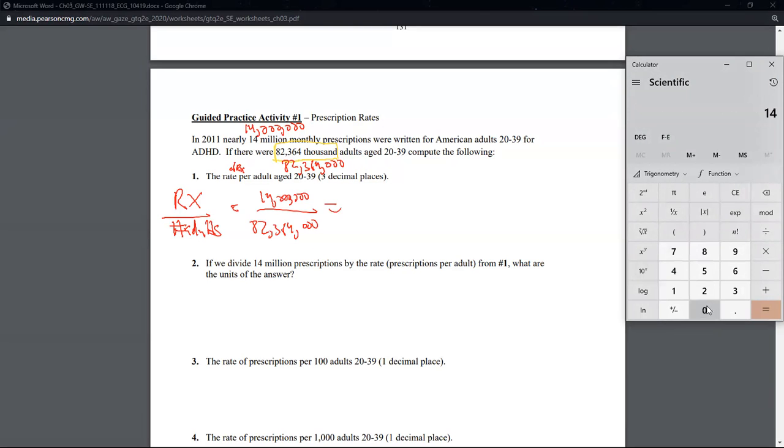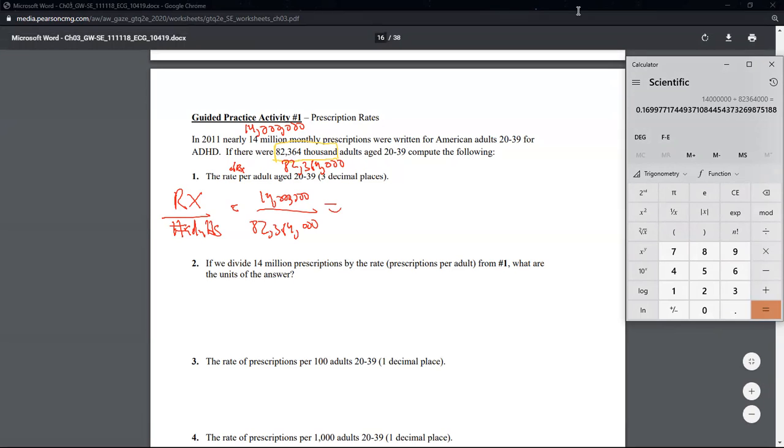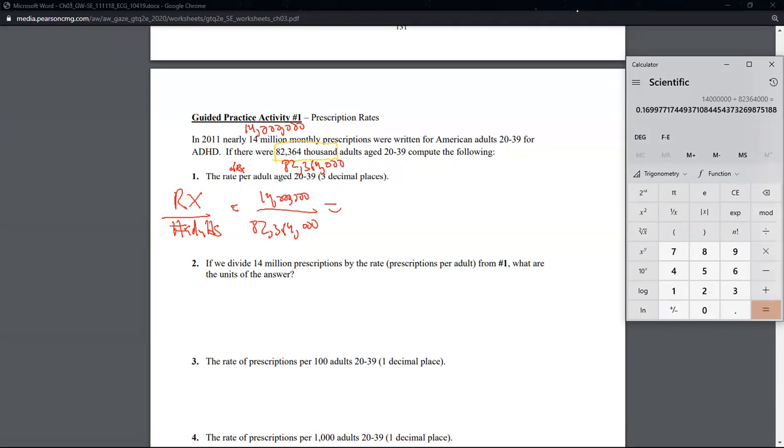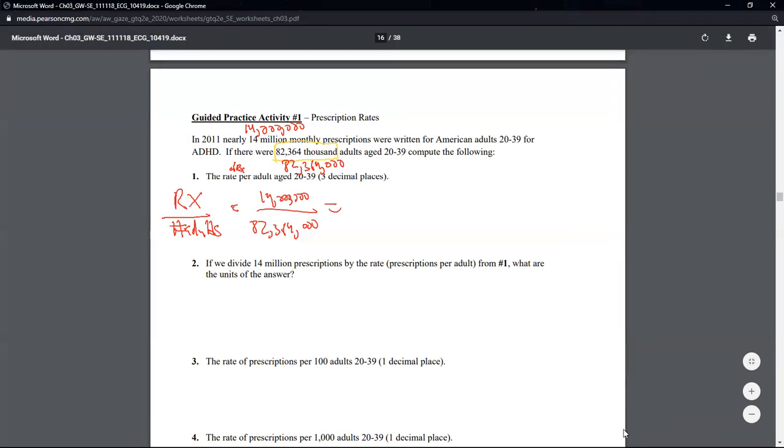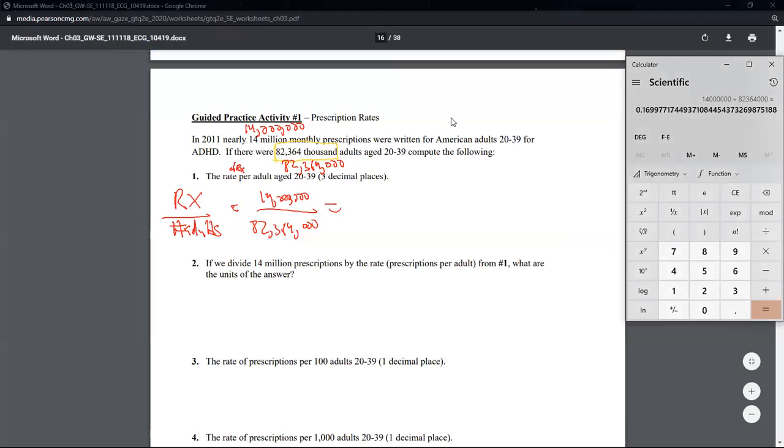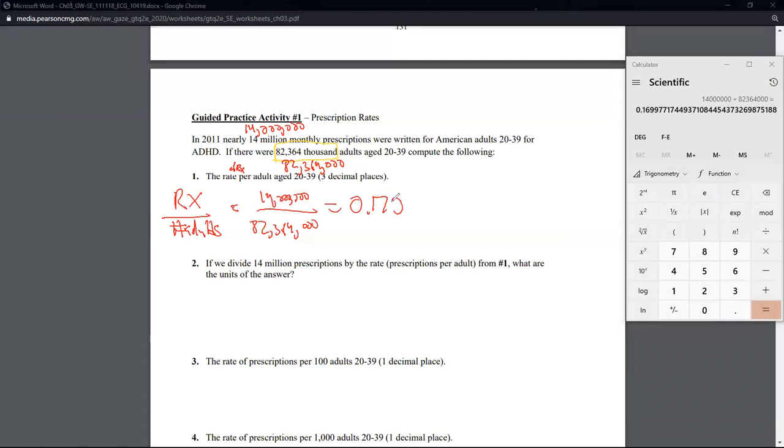we do 14 million divided by 82364. Everything look good? Yes. We get 0.1699, blah, blah, blah. They say to round this to 3 decimal places. 0.169, that second 9 tells us to round up, which tells this 9 to go to a 10, which says this 6 goes to a 7. So even though it says 3 decimals, oops, I forgot to annotate. Put the annotate back on. It's going to be 0.170. And that would be prescriptions, because that's the units from the top, and the bottom was adults, so per adult. So 0.17 prescriptions written per adult.